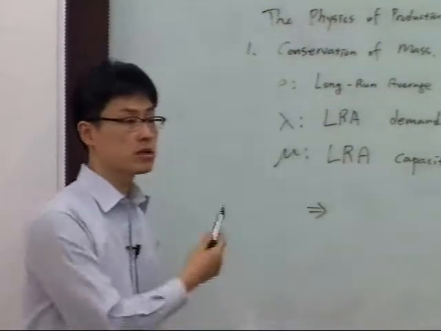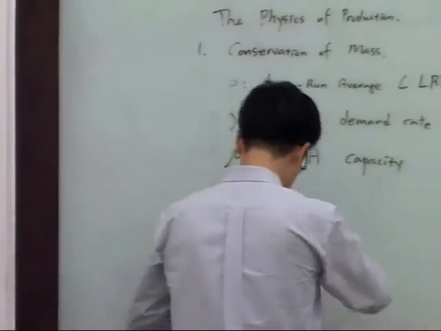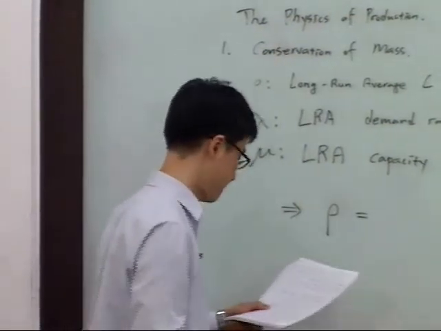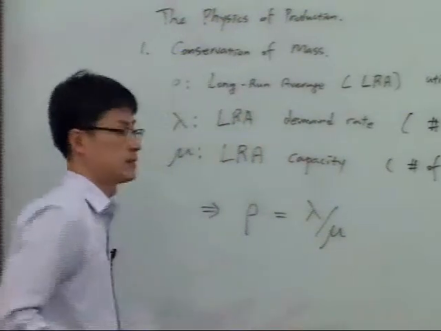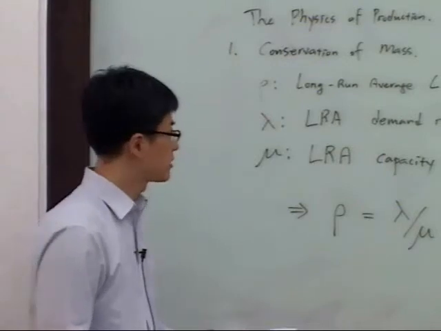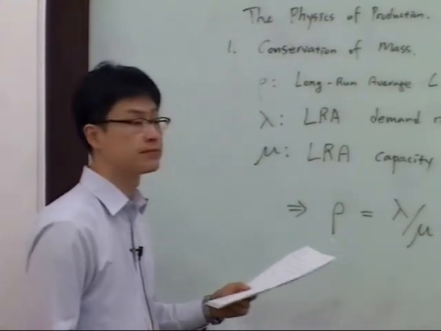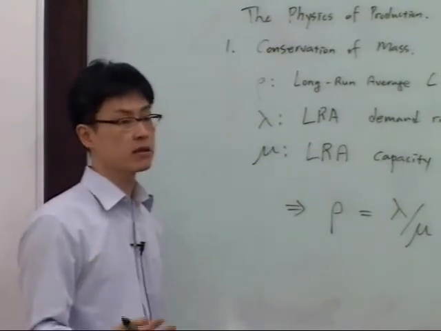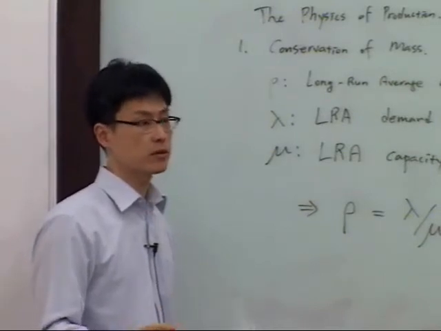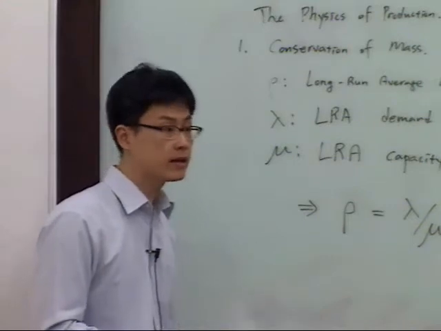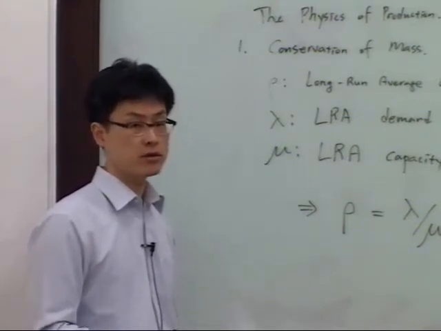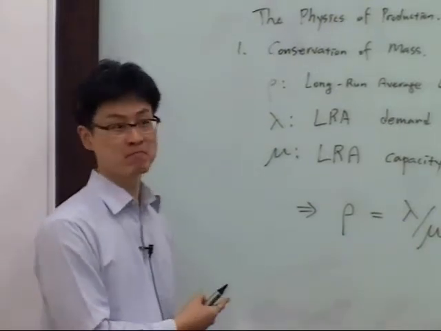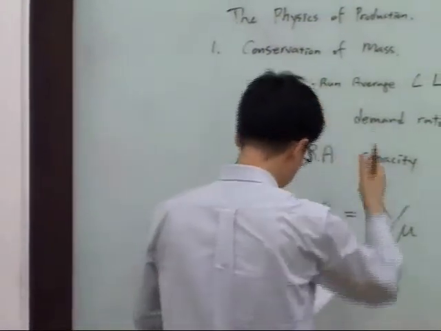Okay, based on this concept, we can tell that long run average utilization is long run average demand rate divided by long run average capacity. Think about our factory. Capacity is, for example, 100 products per month. But current throughput is 80 products per month. Then the utilization of our factory is 80 over 100, 80%. Okay? Any question? Yeah, very straightforward.